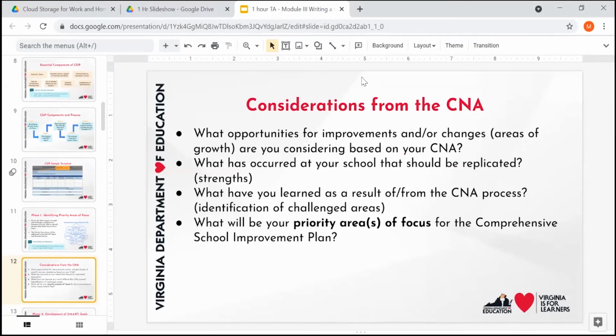So, considerations from that comprehensive needs assessment. What opportunities for improvement and/or changes, areas of growth, are you considering based on your comprehensive needs assessment? These questions are intended to help you drill down to that priority area of focus. What has occurred at your school that should be replicated? And remember, we often, as educators, I think more than any other group, tend to look at what aren't we doing, or what is the problem? How can we fix it? What can we work on?